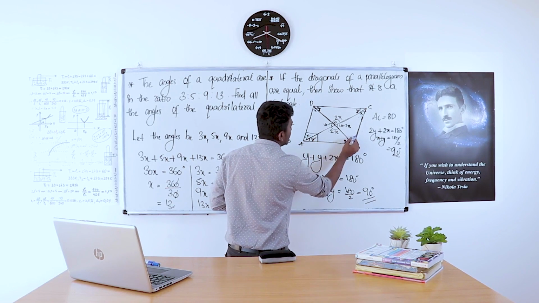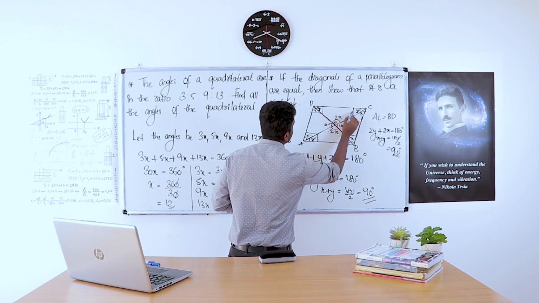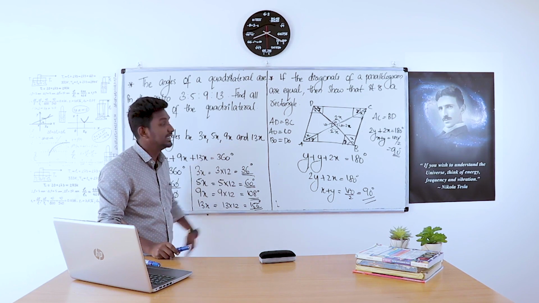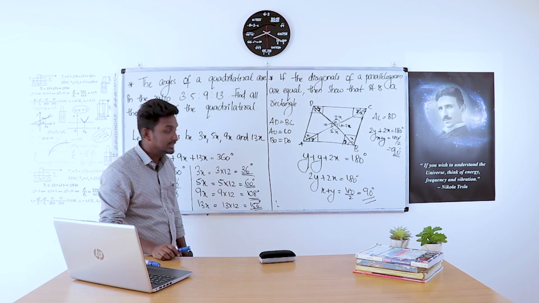Therefore, this is 90 degrees, this is 90 degrees, this is 90 degrees and this is 90 degrees. If all the four angles are 90 degrees, then this is simply a rectangle.